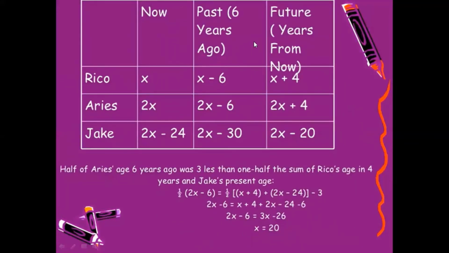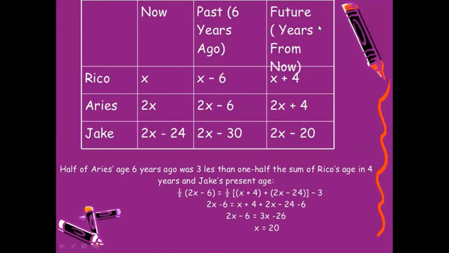Now this table is actually giving us a clear picture. Here in the first column we have three persons, the second is for their present ages, and the third column is 6 years ago. So past and now, and in the 6 years ago column, we will have to put -6 in the ages. Then the future years from now.